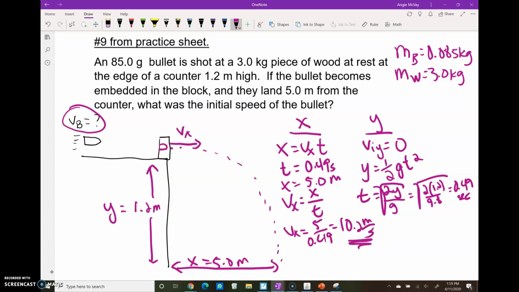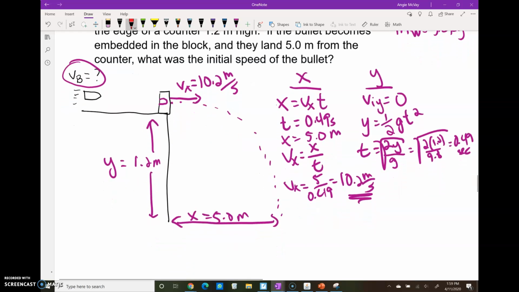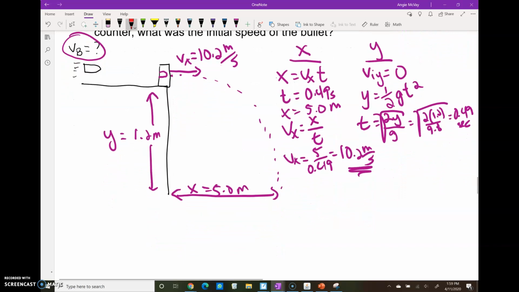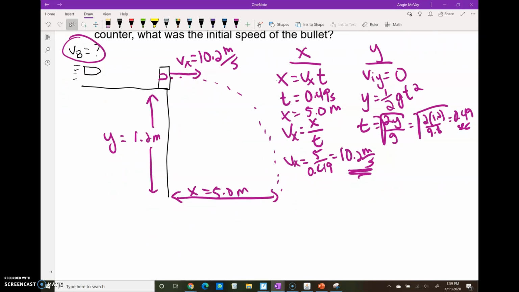Okay, so we know this is 10.2 meters per second. Okay, so now let's switch some colors here. We're going to go to red, and we need to do a momentum problem. Okay, so momentum initial equals momentum final, right? So the collision is happening right here.